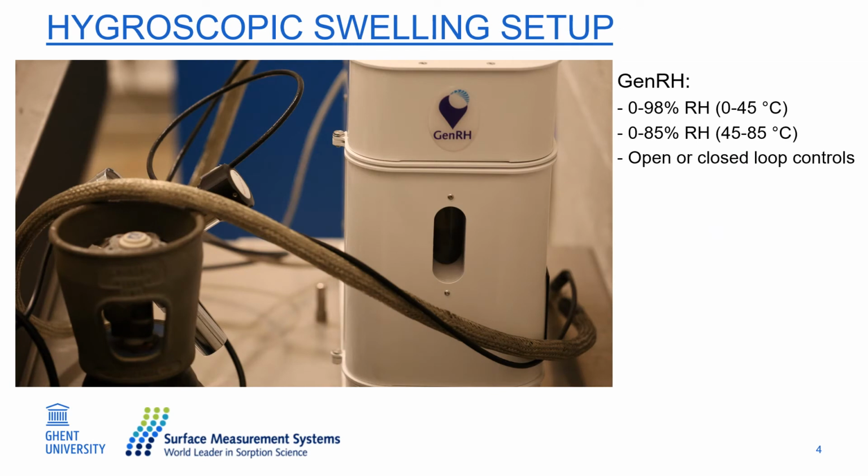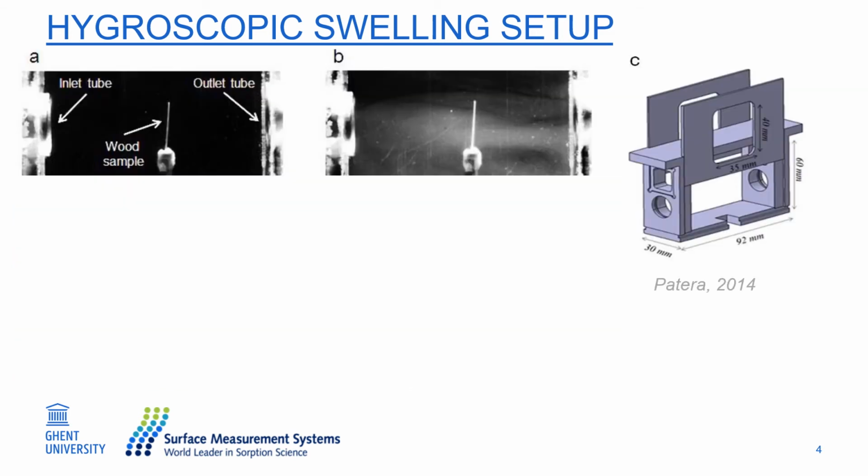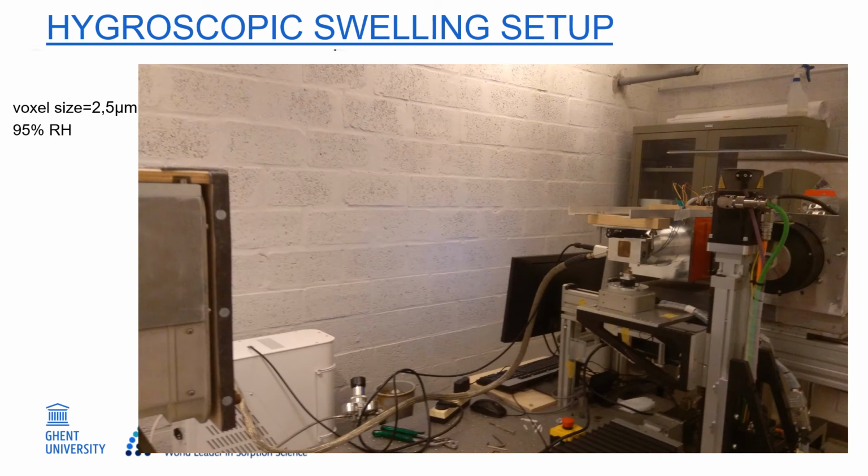The second experiment that we can show you is about hygroscopic swelling. Again, we rely on a device to generate a flux of moist air. This moist air, however, needs to be contained in a CT-compatible climate chamber. This we designed ourselves back in 2014. Mounted on one of the tubes at nanowood, we could reach a resolution of 2.5 micrometers.